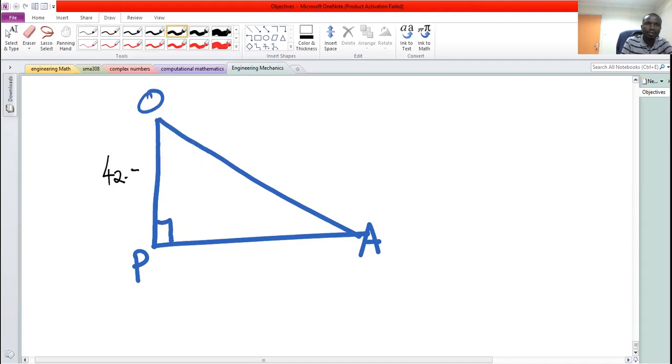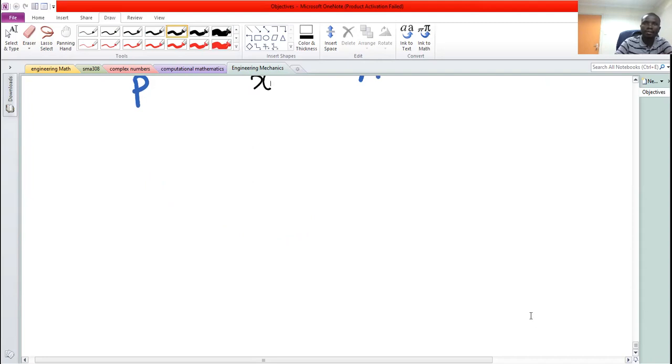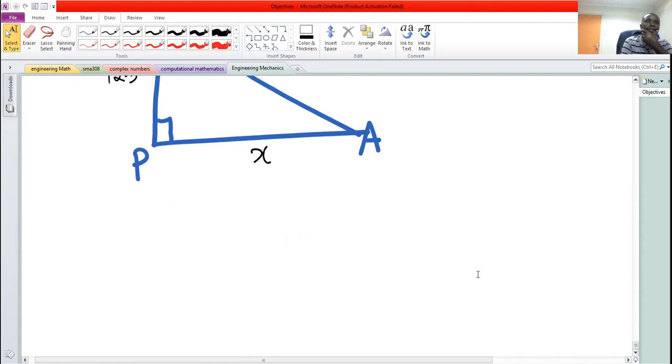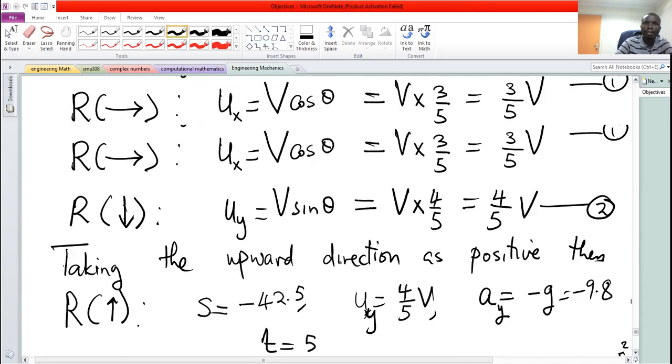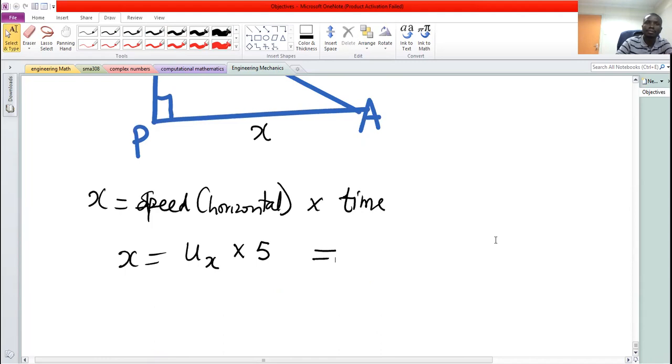So this is 42.5. Now let me call this one X, the distance PA. PA is the same as the horizontal distance. So X is given by speed times time, and time we have been given as 5. So X equals ux times 5. From our calculation, ux is given by 3 over 5 V. So 3 over 5 V times 5 is 3V, but V is 20. So this will give us 60.